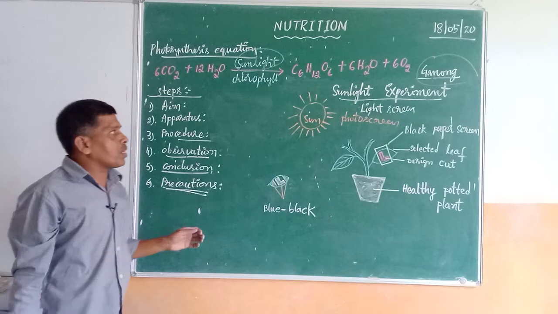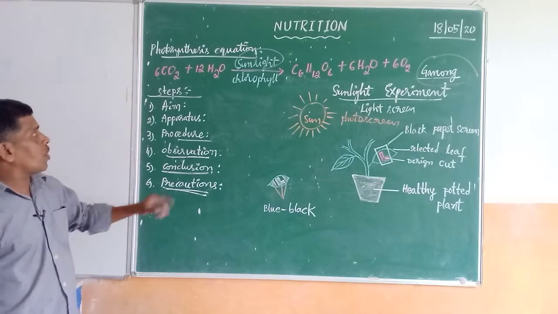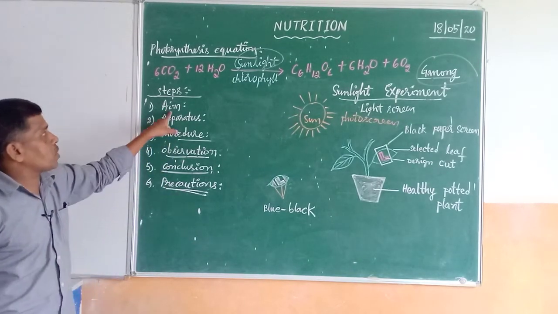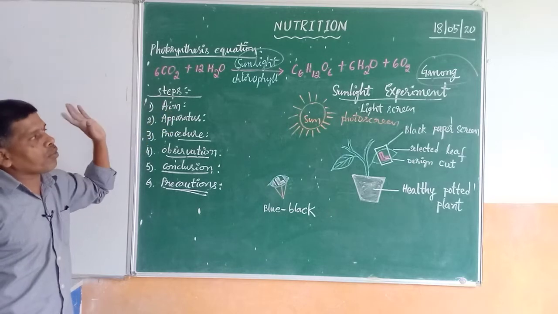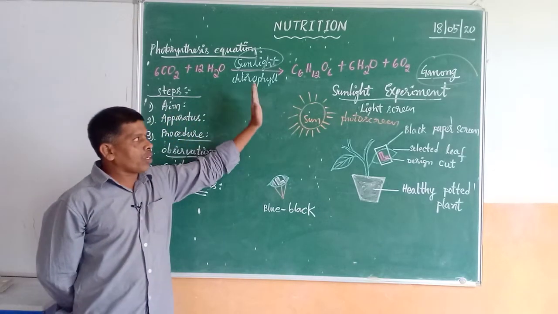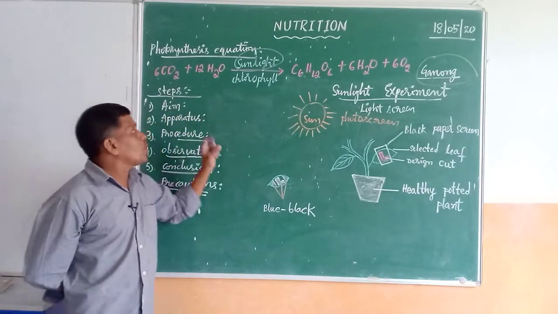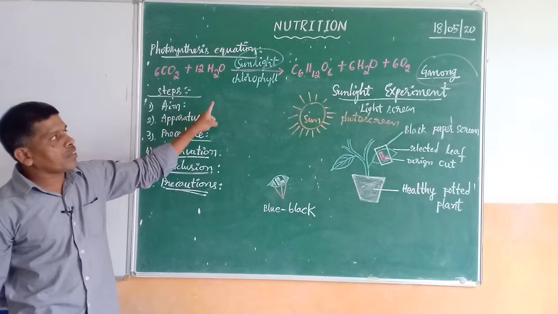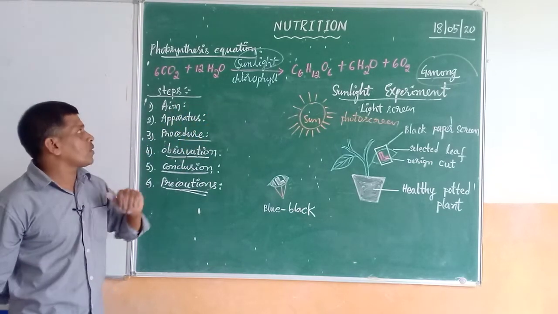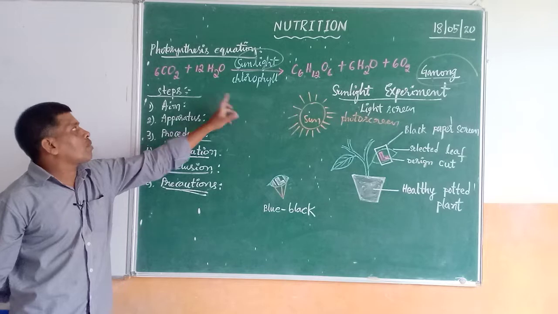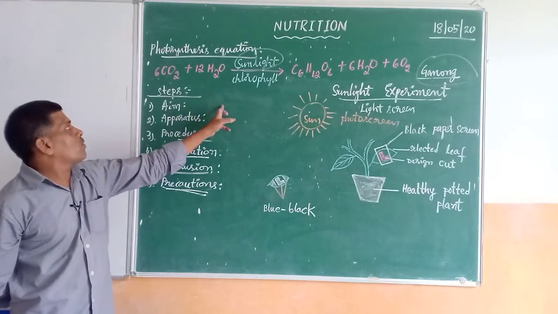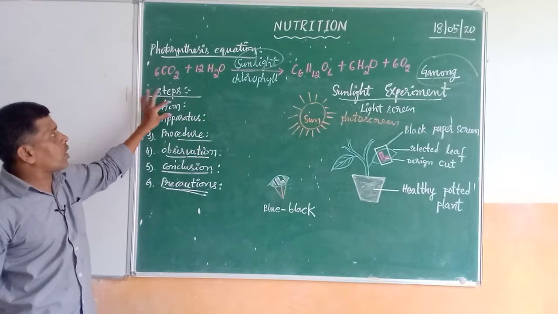Now let us start with the experiment. Again, we have the steps involved here. The very first step in this experiment is the aim of the experiment. So what is the aim? What is the intention of doing this experiment? To prove that sunlight is essential to carry out photosynthesis. That is the first statement we are going to write here, the first sentence under the heading A.